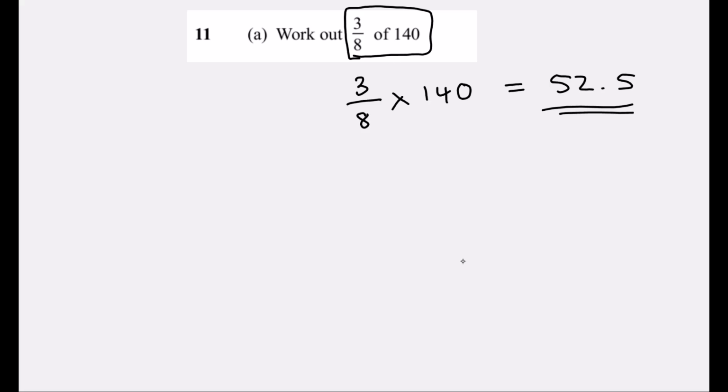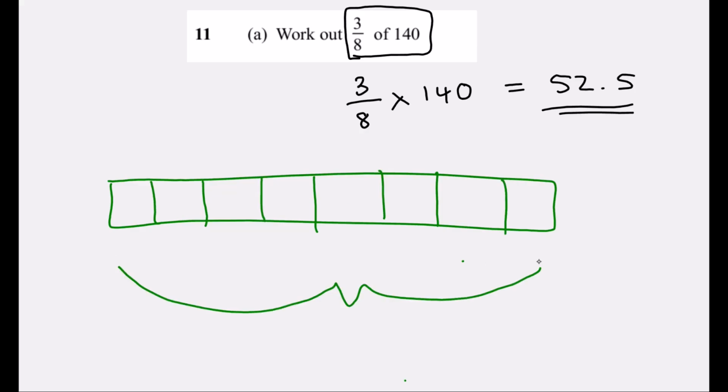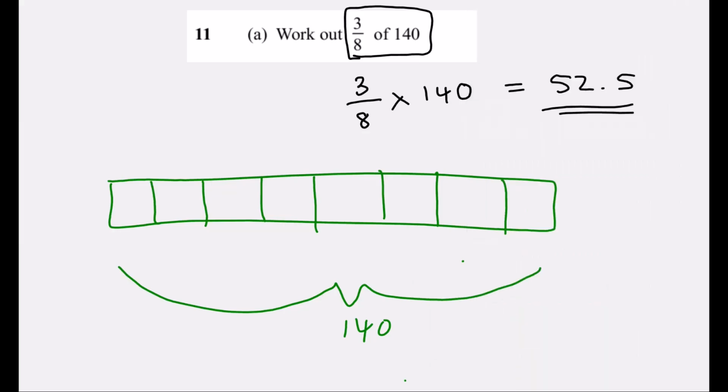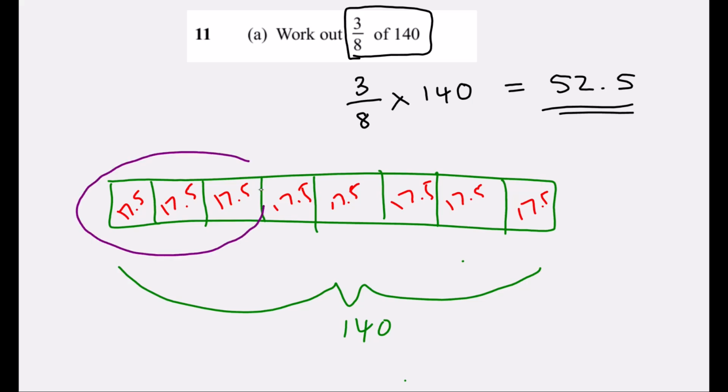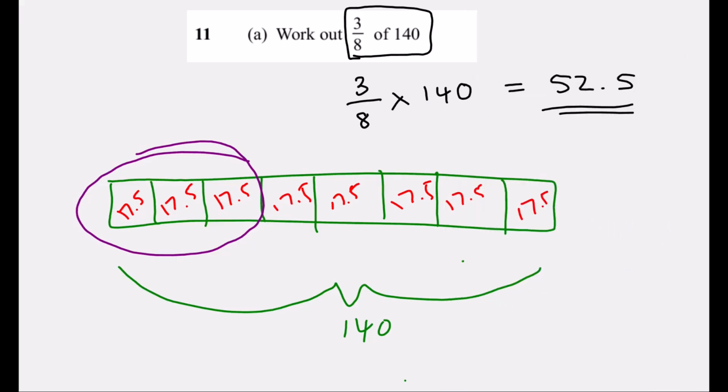So we're splitting 140 up into 8 parts. So we've got 8 parts here, and the whole block is worth 140. So if we do 140 divided by 8, each part is worth 17.5. 17.5, 17.5, 17.5, and so on. So we should have 8 of them. What is 3 of them? So 3 17.5s makes 52.5.